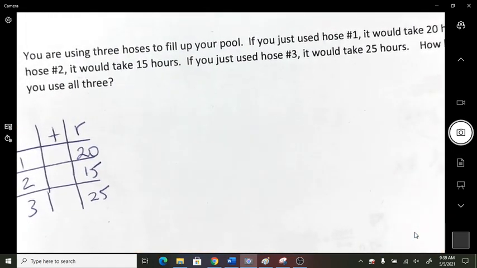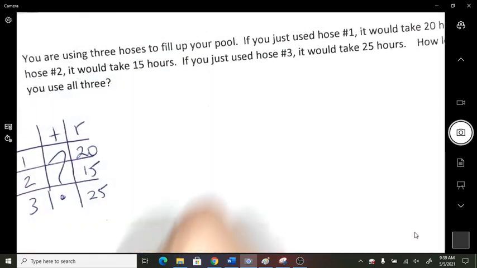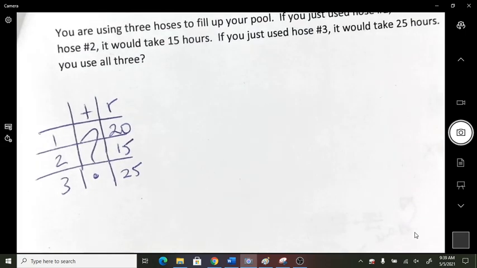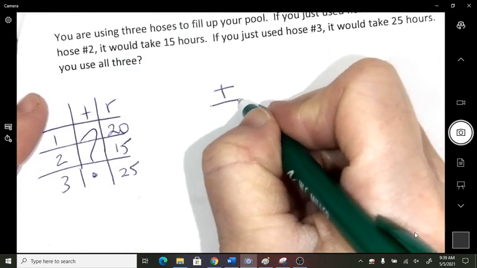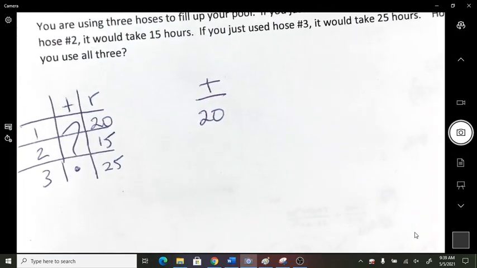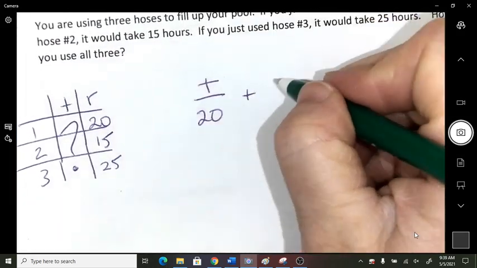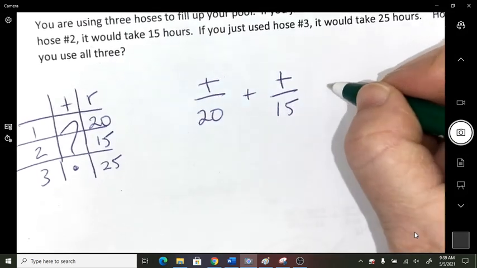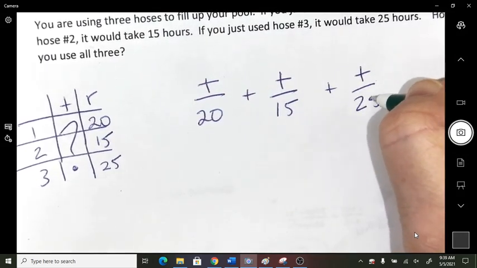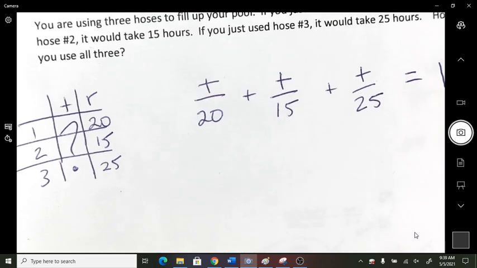So if you could use all 3 of them together, how long would it take? So that is one variable, because when they're all together working, they're all going to finish at the same time, right, when the job's done. Okay, so the time over 20, time over rate, plus the time over rate, plus the time over rate, all three of them work to get the job done.